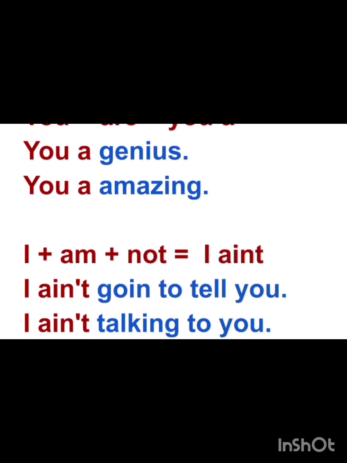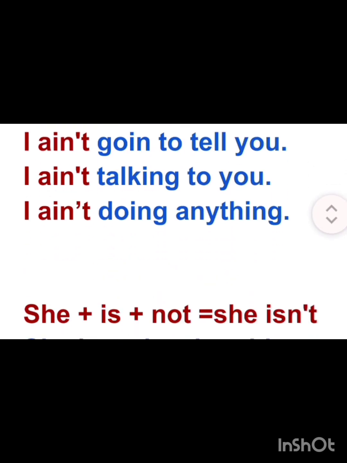Next one, you are. You're genius. You're amazing. Next one, I am not. I ain't. I ain't going to tell you. I ain't doing anything. Also, you can say doing. Instead, you say doing. You have to say doing. I ain't doing anything. Okay.